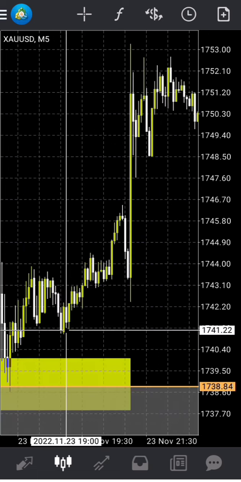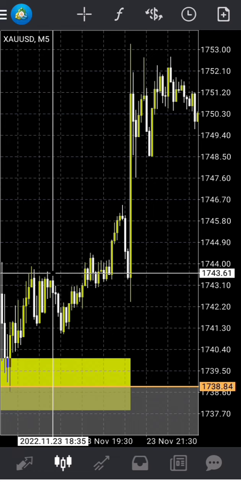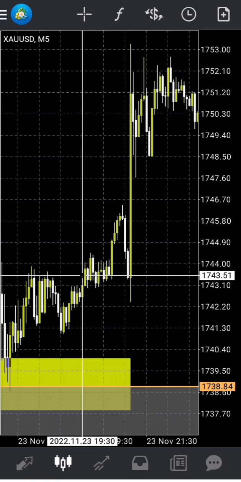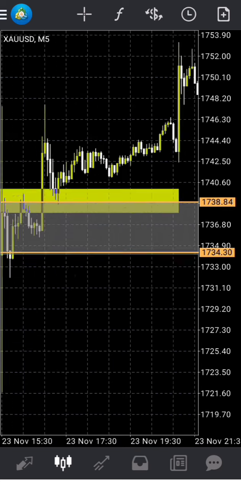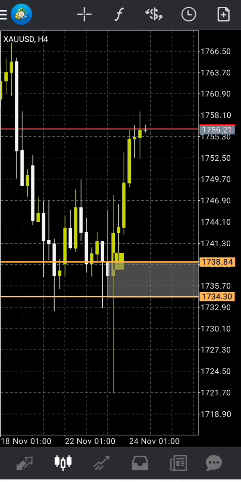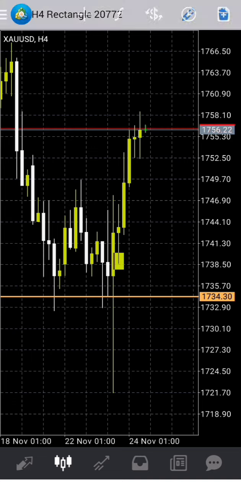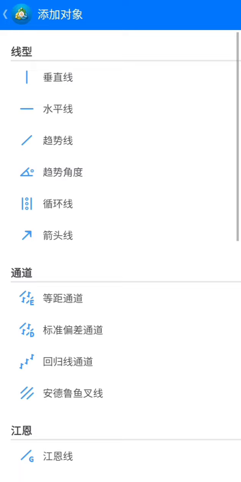So this is the last sell power. So buyer has to break up here, this line, 1743 something. And then we can wait for retrace and then we buy here. Same thing. Understand? So this is a very simple logic. Very simple logic. Okay, one more example.